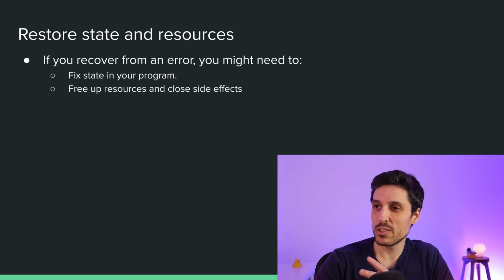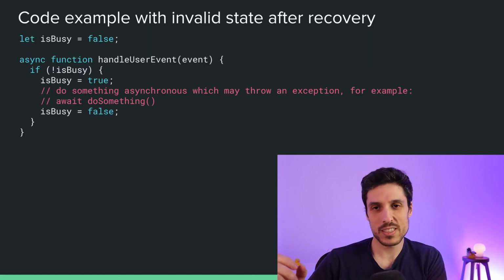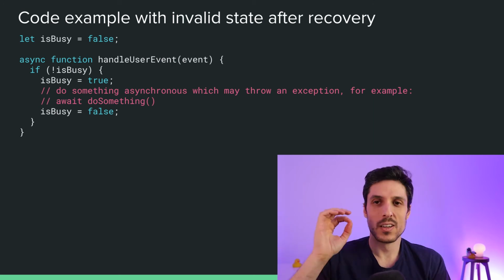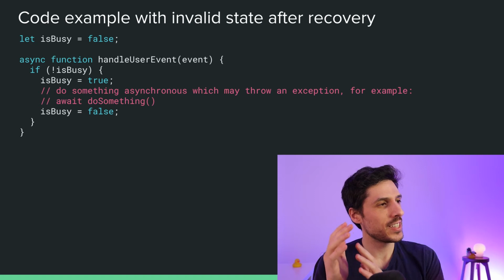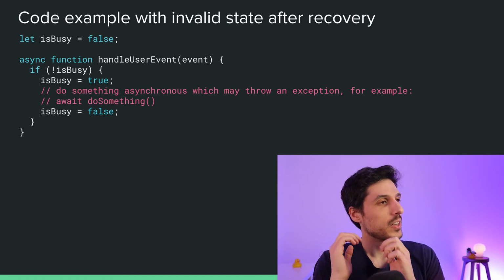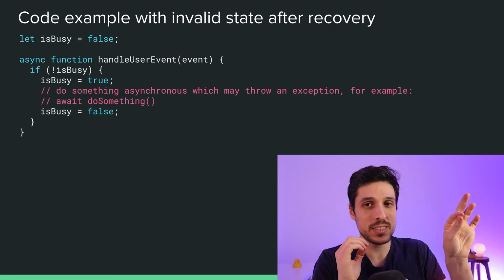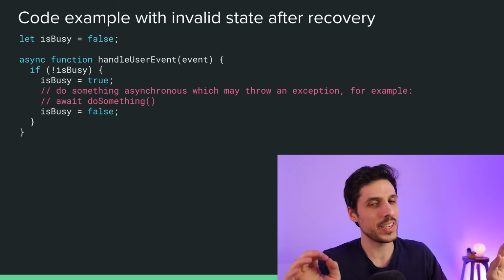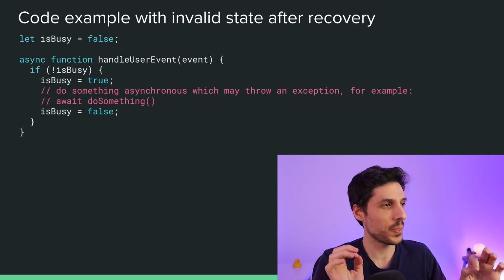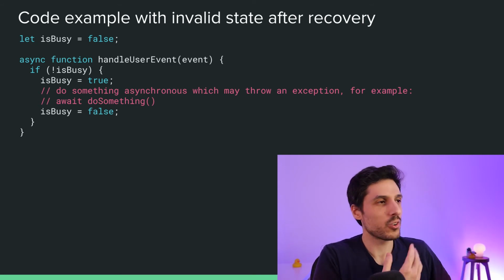So let's talk about restoring state first. Consider that some of your code is something like what you see on the screen. In this situation, on the line where it says do something, if something goes wrong there, then the isBusy variable will always be true. It will always be in an invalid state. Obviously that's a problem, because if your program wants to recover, you need to have correct state.